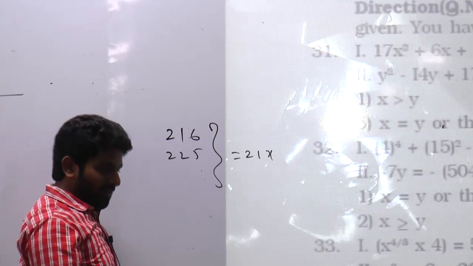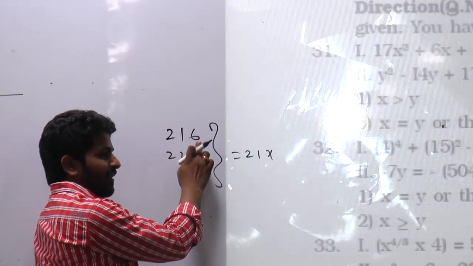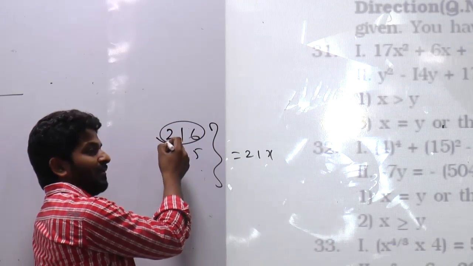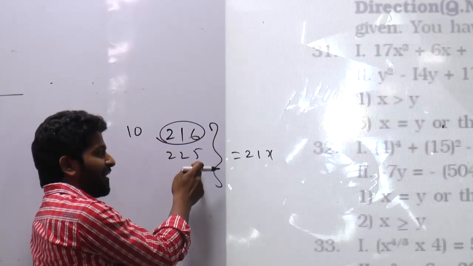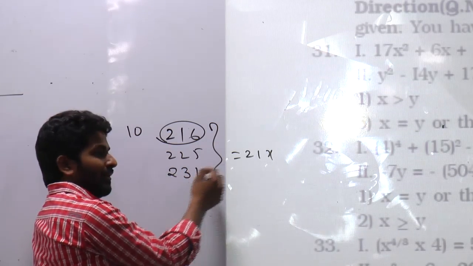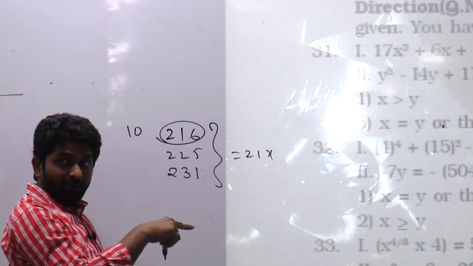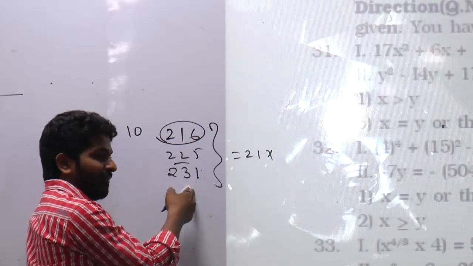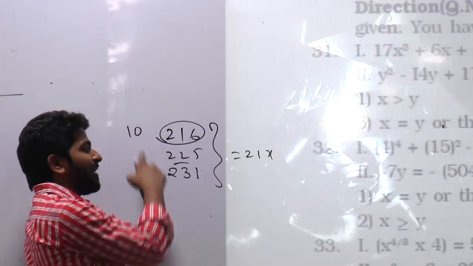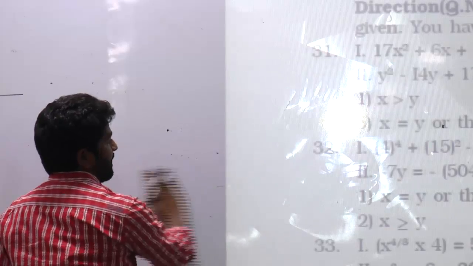Wait a minute. 21x, right? Forget about 6. How many 21s do we have here? 10. Take 6 here. This becomes 231. 21 10 times is 210. Apart from that, you have one more 21. So total how many times do you have? Again 11. 10 plus 11, 21. X is only a positive number, 21.